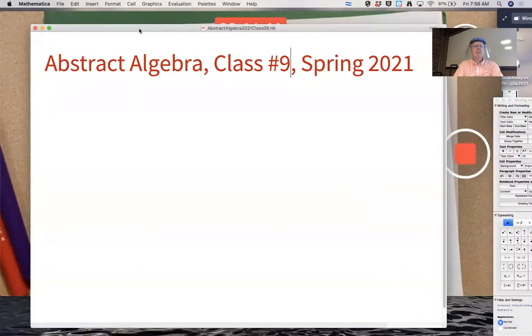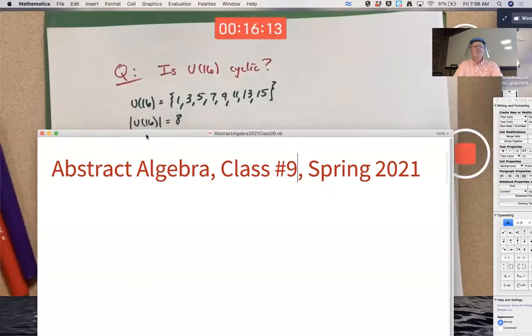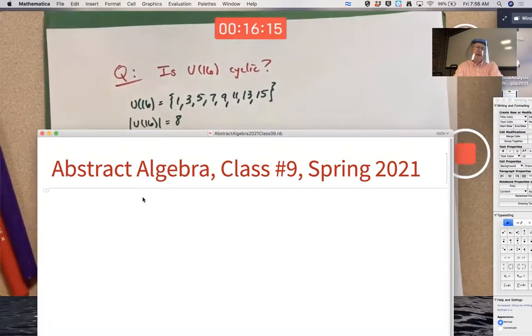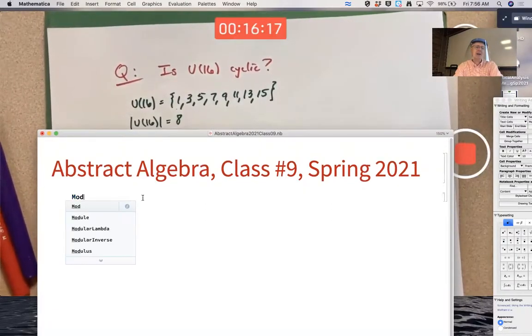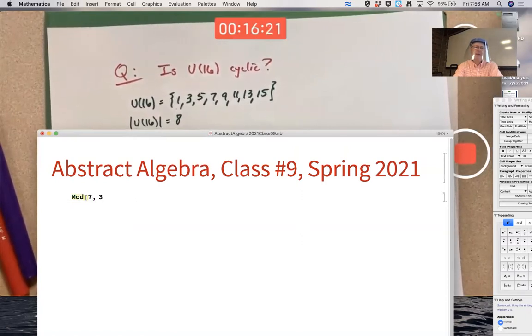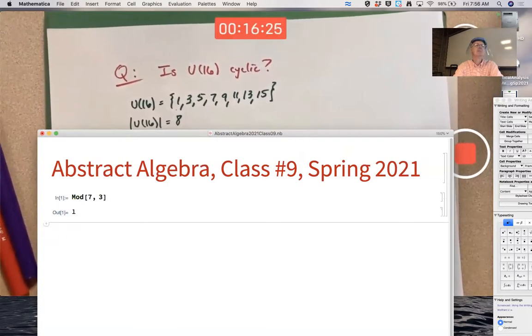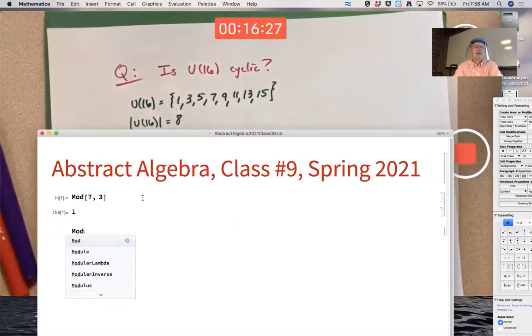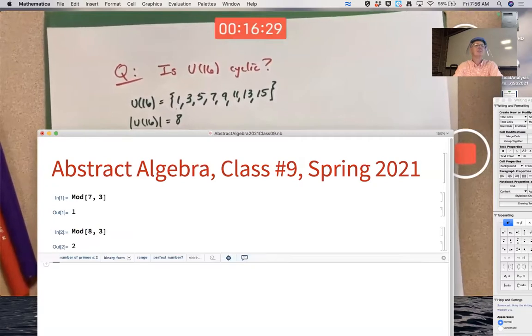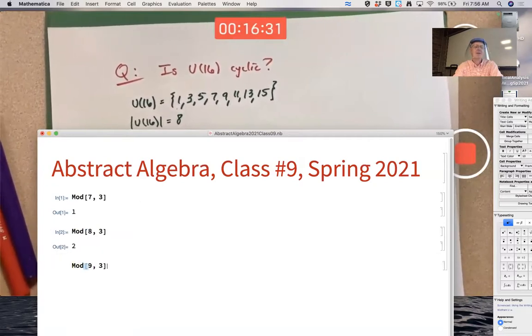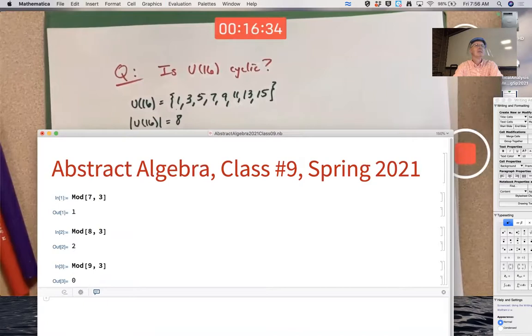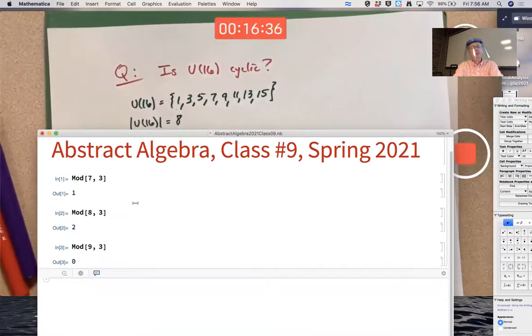So let me show you, you can program Mathematica to figure this out for you. You can do modular arithmetic in Mathematica. You can mod any number, say 7, by any other number, say 3. What's 7 mod 3? It's 1. What's 8 mod 3? It's 2. What's 9 mod 3? 0. So you can do modular arithmetic in Mathematica.